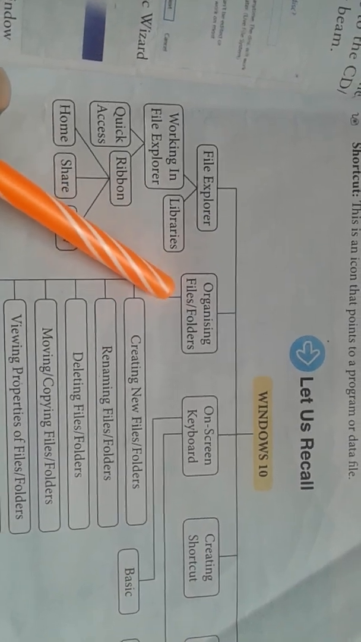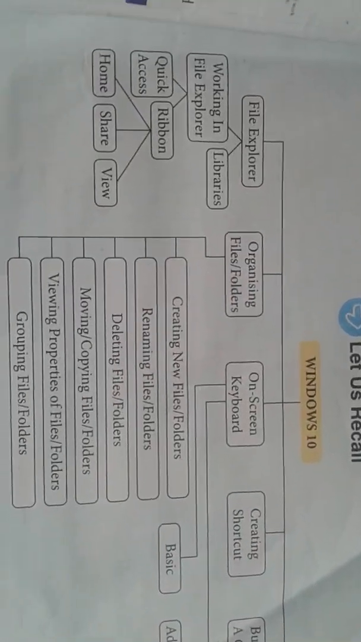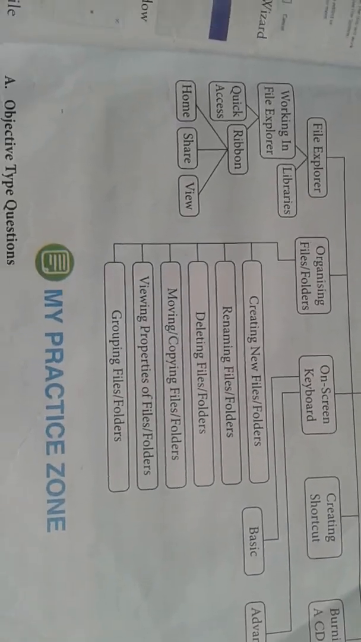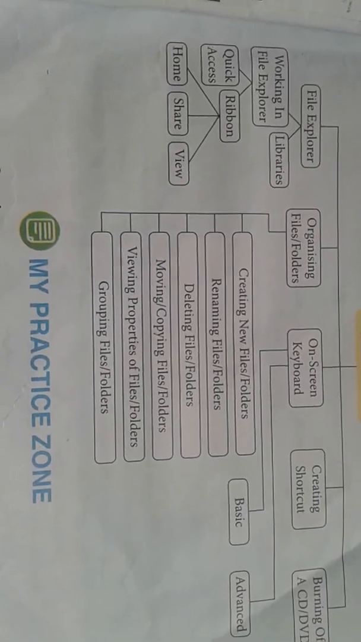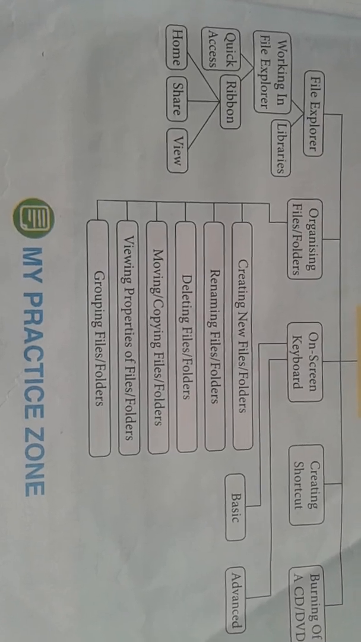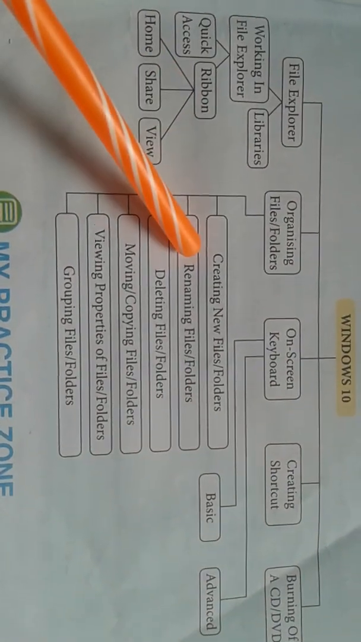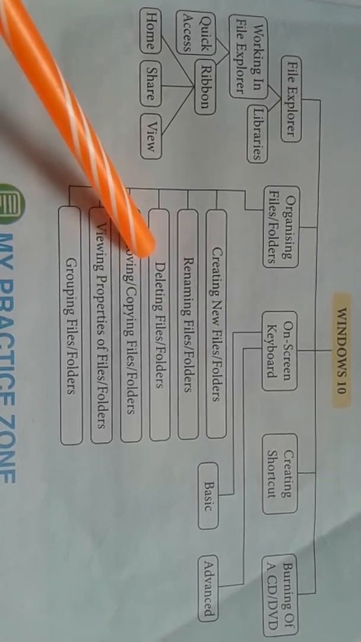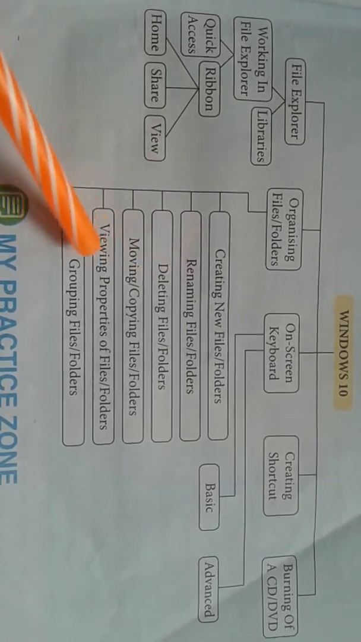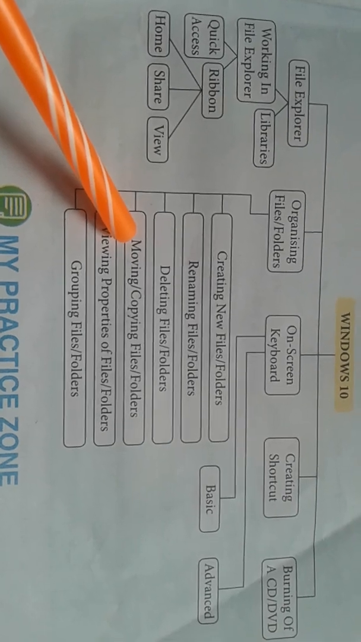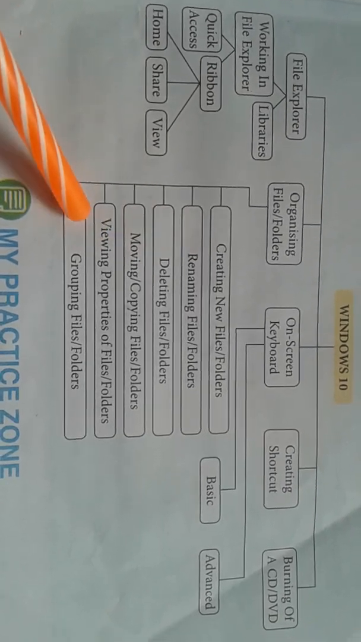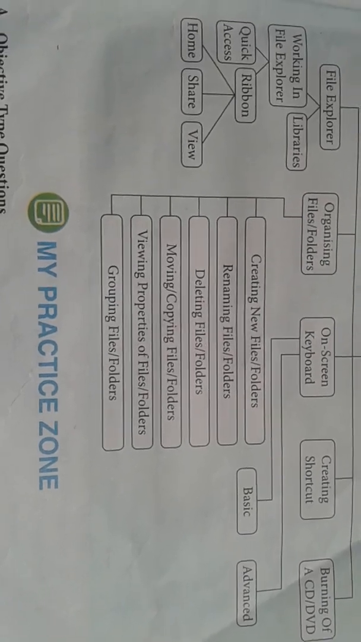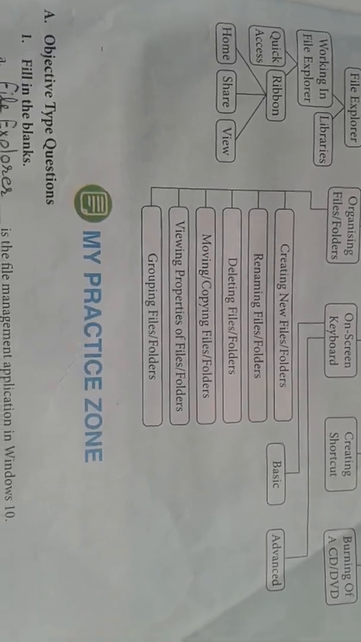And organizing files and folders. Organize, all of you know the meaning of organize. Organize means whenever we arrange things. How do we organize? Creating new files and folders, renaming files and folders, deleting files and folders, moving and copying files and folders, viewing properties of files and folders, and grouping files and folders.